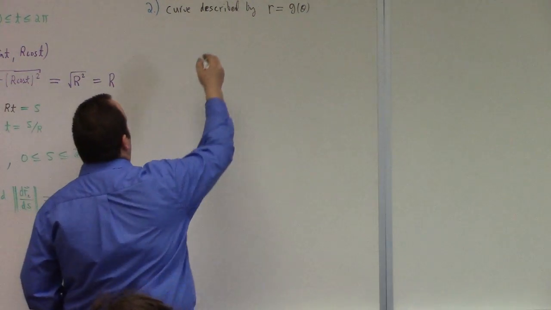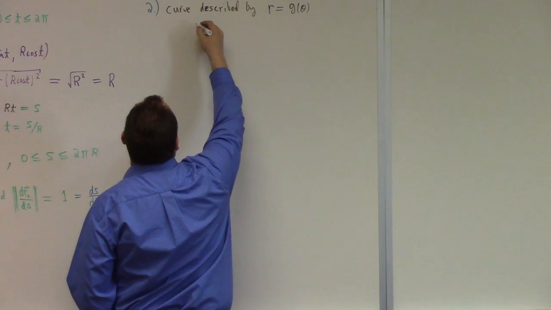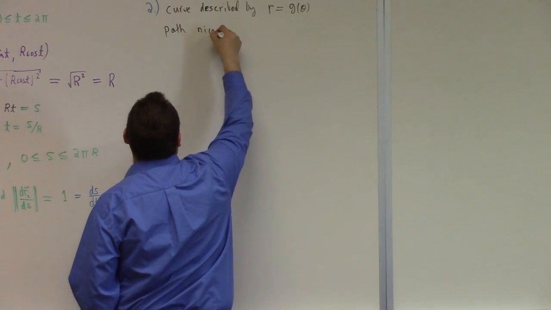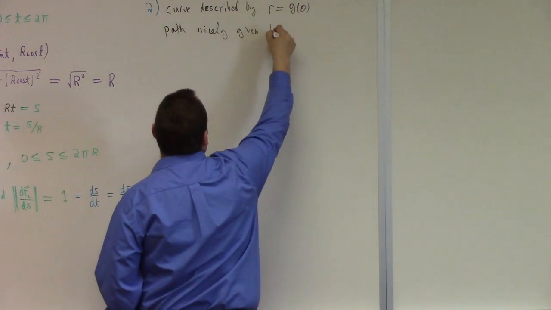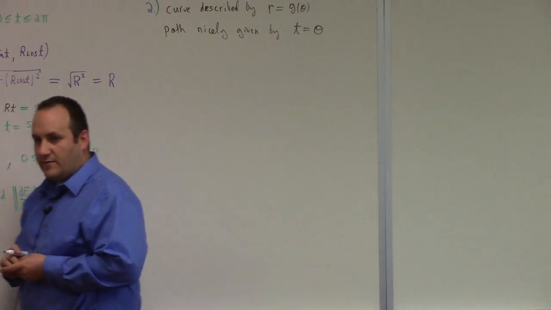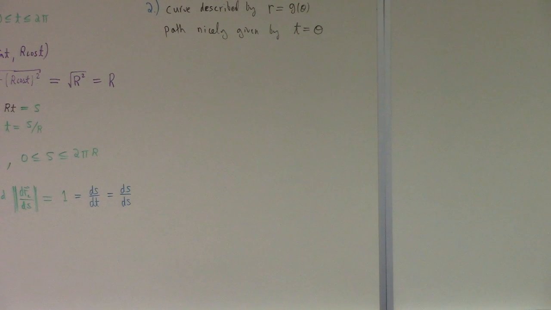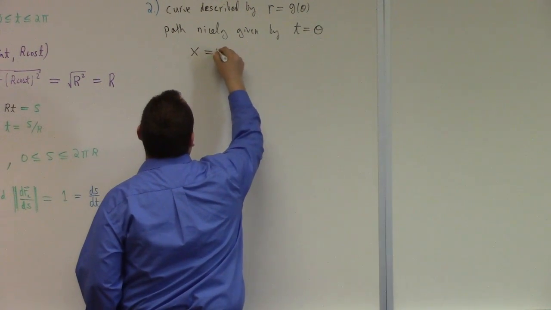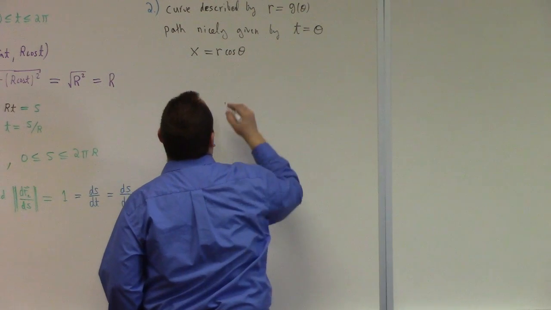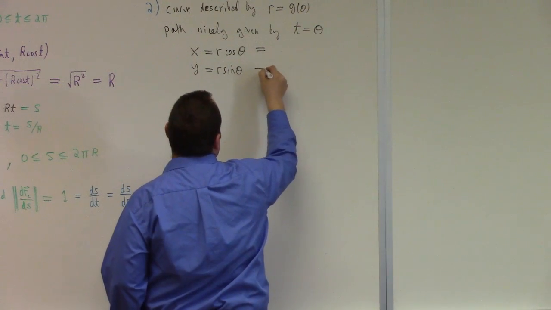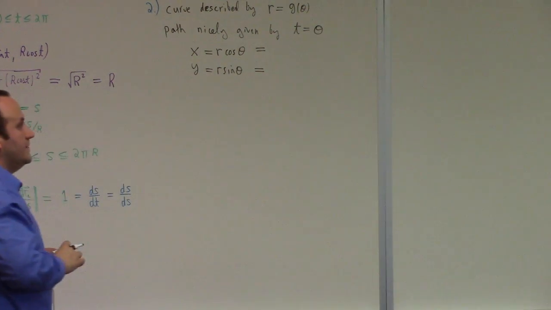Well, I would recommend that we use the path nicely given by what parameter? We choose t equal to what? Well, it's equal to theta, right? Theta is a good choice of parameter in this case. So if you do that, then what do we have? We've got x equals r cosine theta, and y equals r sine theta, but what does that actually look like here in terms of time t and the function g?